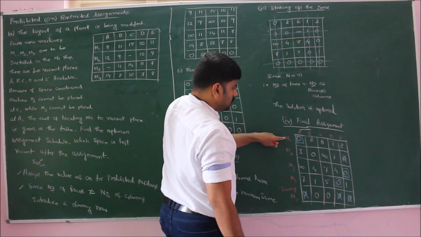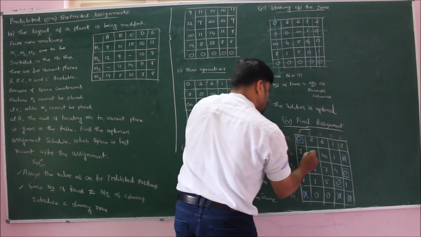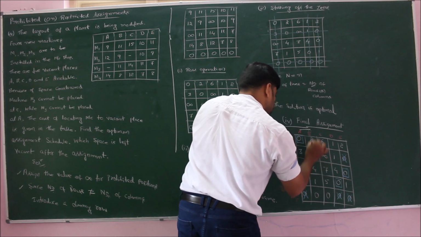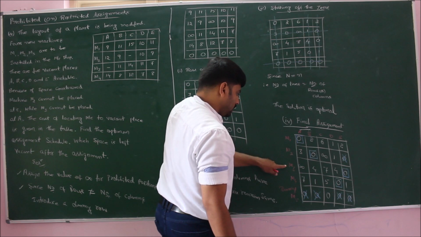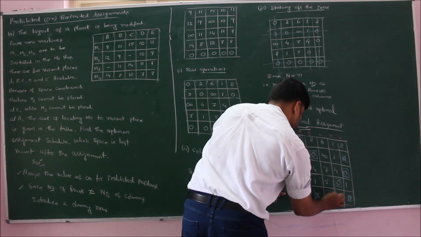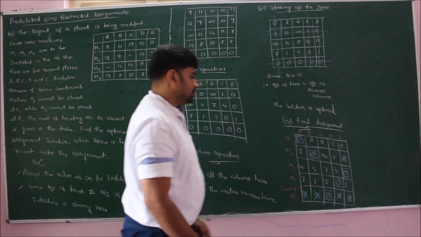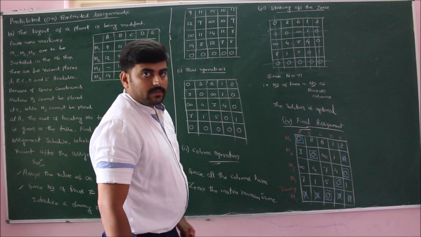Coming to the second round, for machine 2, we are left with only one zero, so therefore allocate it and strike off all the zeros in this column. We have allocated, and for machine 5, we should allocate space C. So this completes the final assignment.